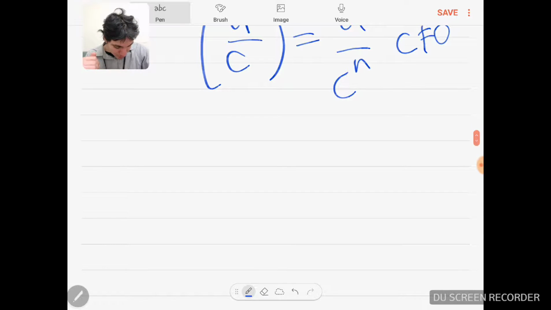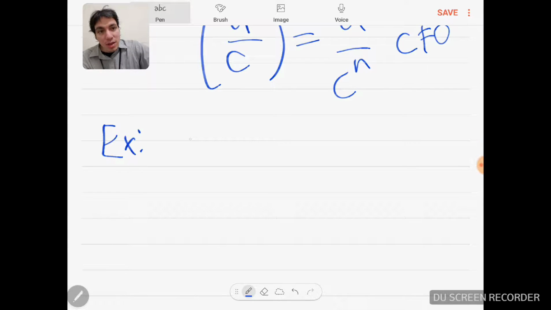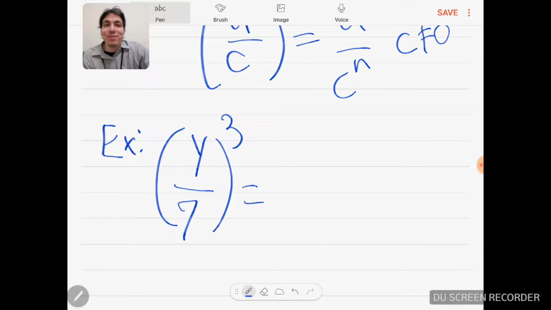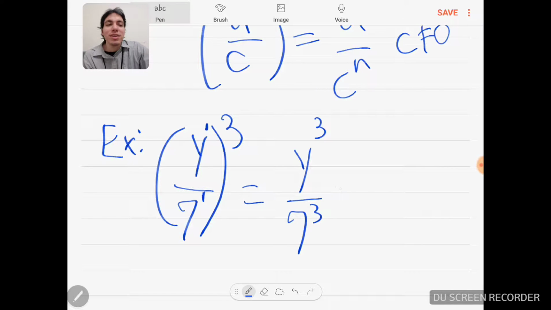All right. So let's have this example. Y over 7 being raised to the third power. Now, it's very tempting to just put y to the third and just put 7, but then you forget that 7 is also being affected by the exponent. Sorry, let me just make this a little bit cleaner. So this is 1 and this is 1. So therefore, this is going to be y to the third over 7 to the third.